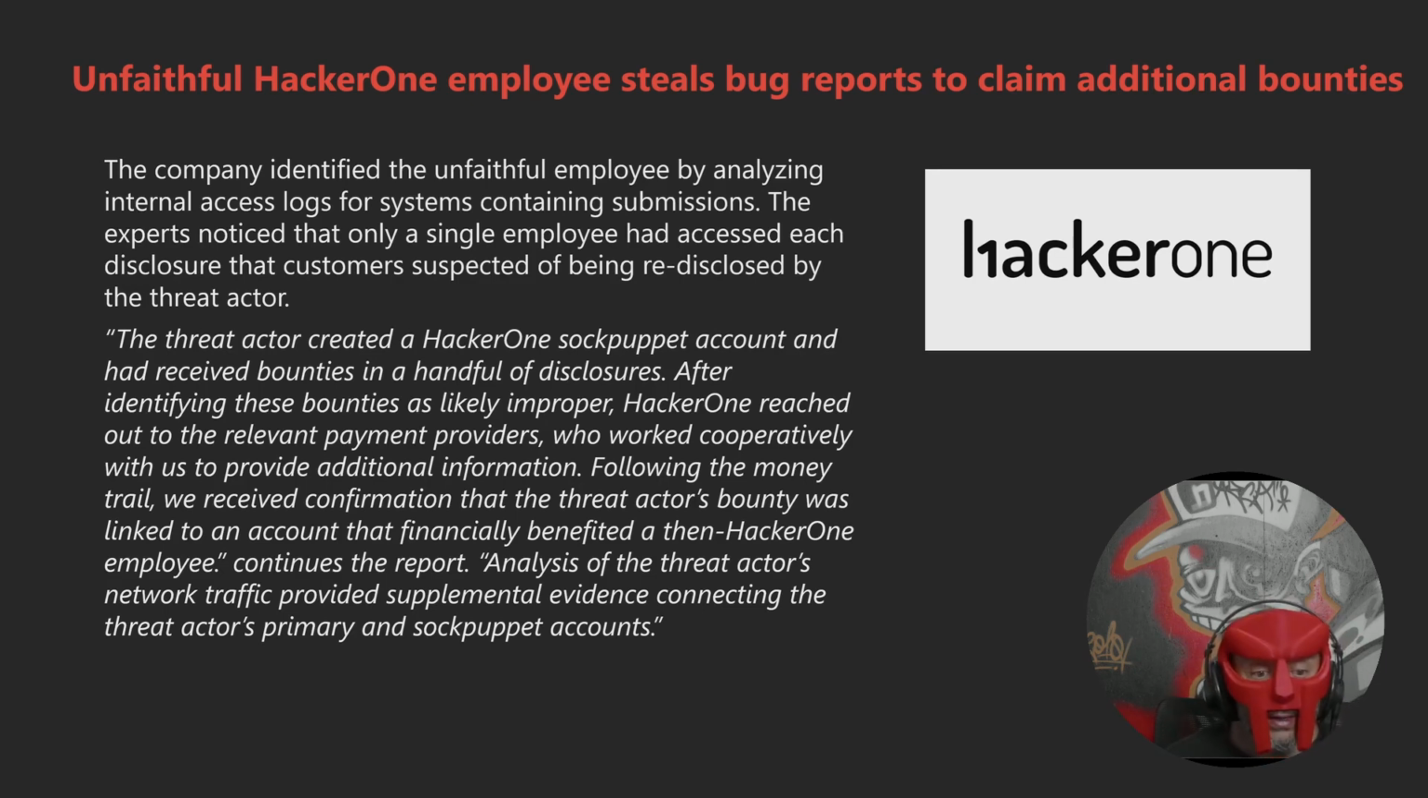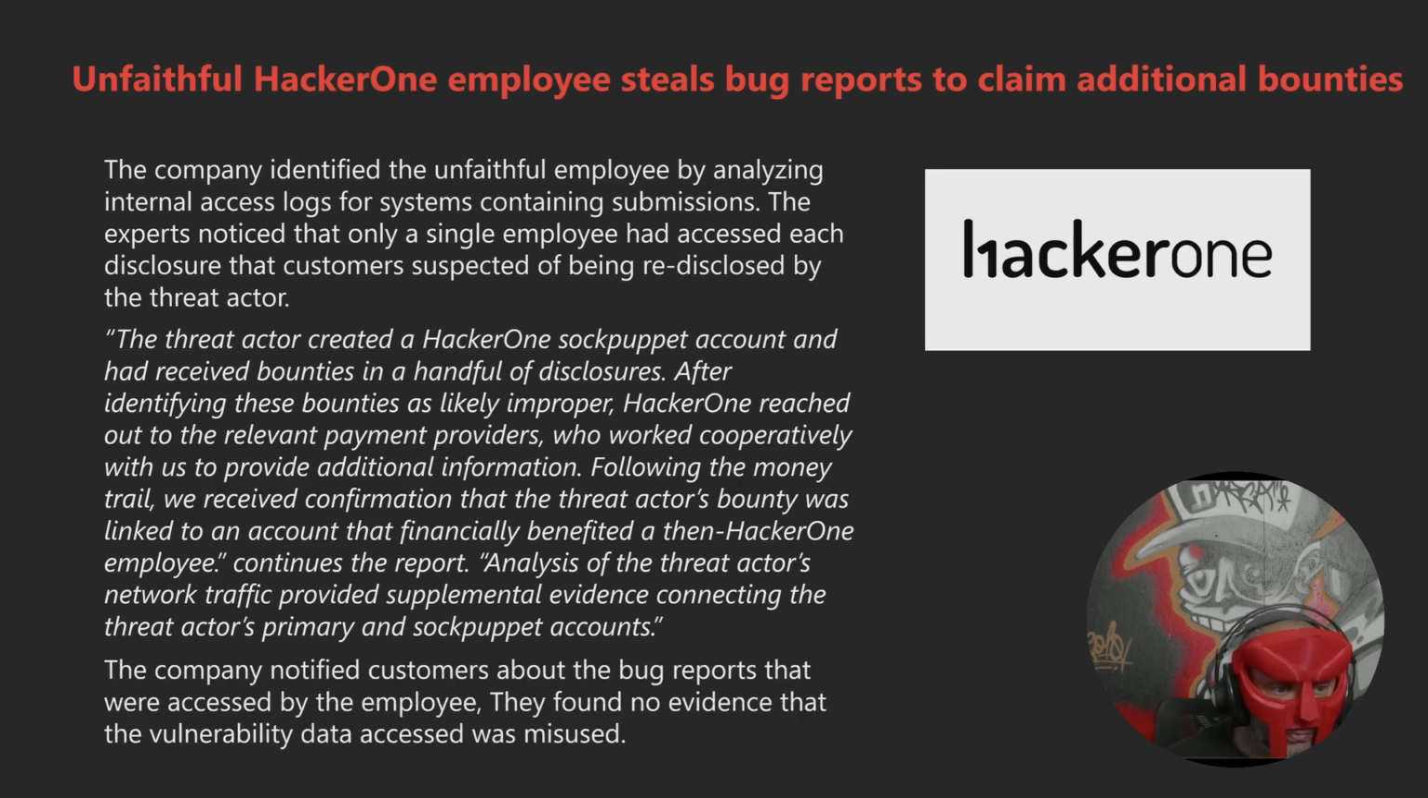Continues the report: analysis of the threat actor's network traffic provided supplemental evidence connecting the threat actor's primary and sock puppet accounts. The company notified customers about the bug reports that were accessed by the employee, and found no evidence that the vulnerability data accessed was misused. The company announced a series of additional improvements, such as implementing additional logging processes to improve incident response, implementing data isolation to reduce the blast radius, planning additional red team activities, and enhancing processes to identify anomalous access and proactively detect insider threats.